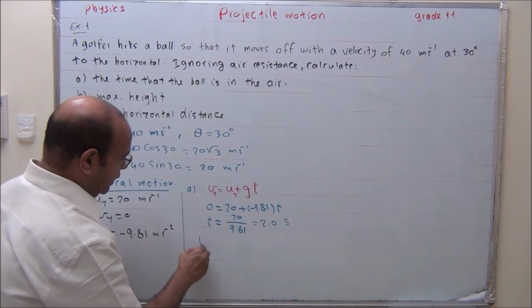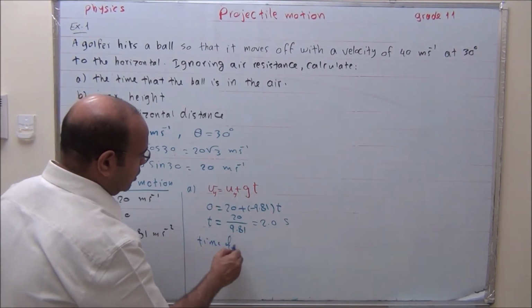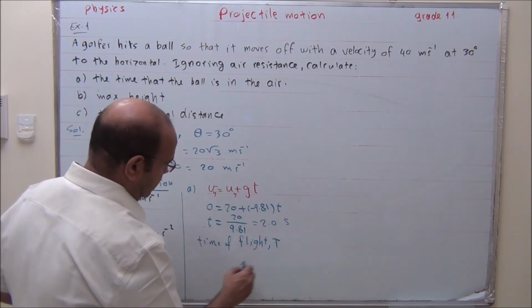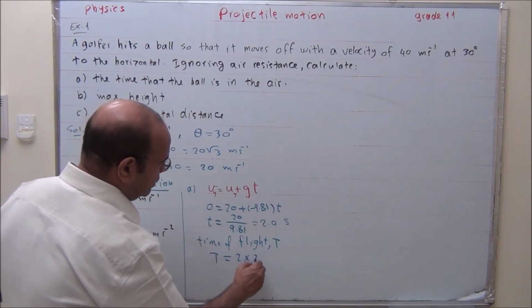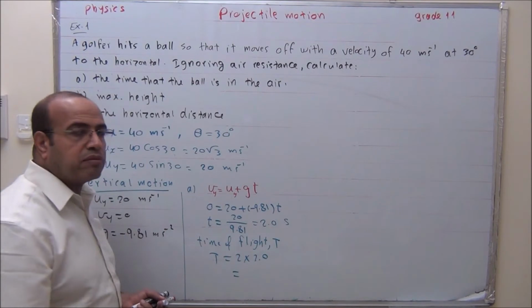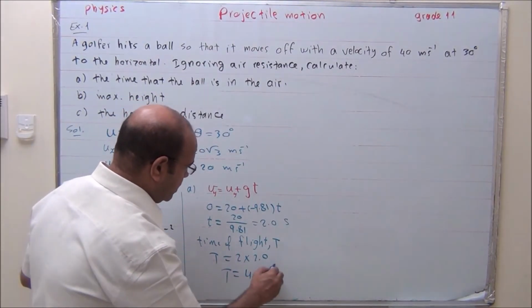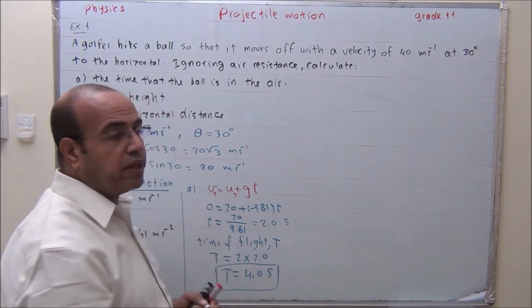So the time of flight, we can say it's T capital, it's 2 times ty, this time. So it becomes 4.0 seconds. So this is the time of flight, the time in air.